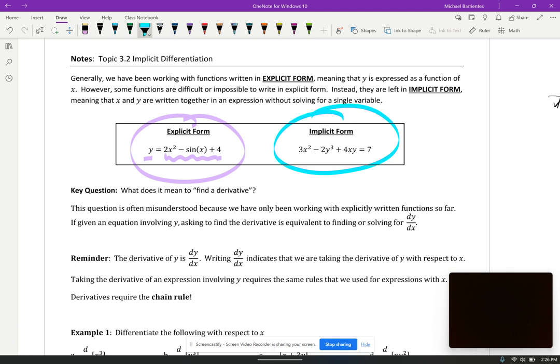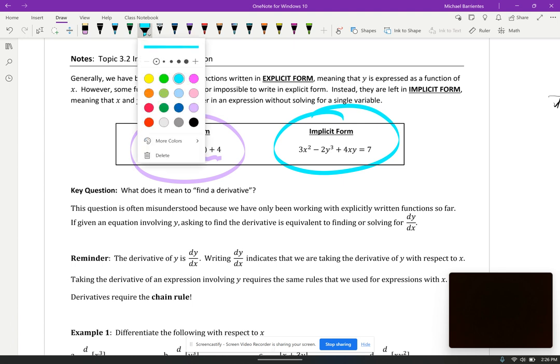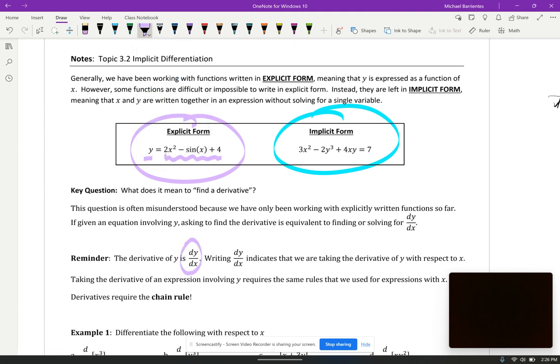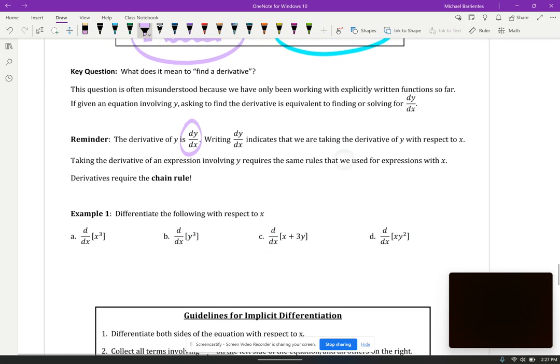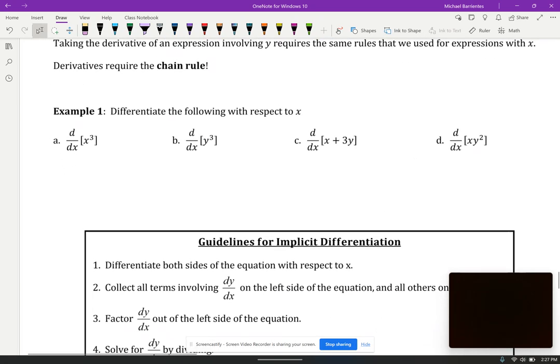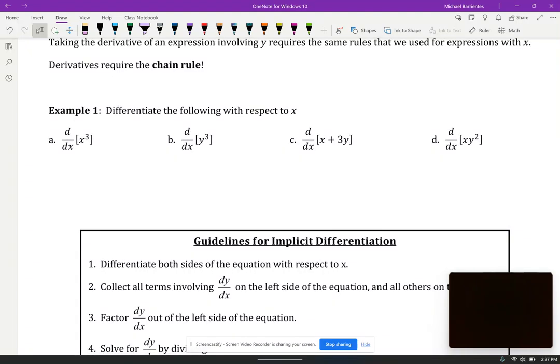So remember that when we're finding the derivative, we've been using explicit form. So if we're finding the derivative of y, we've been using this symbol, dy dx, as saying the derivative of y with respect to x. And we've been using that to figure that out. But if we're not in explicit form, then what can we do? And so just to make sure we understand the idea, we'll do example one before we start using implicit differentiation on its own.